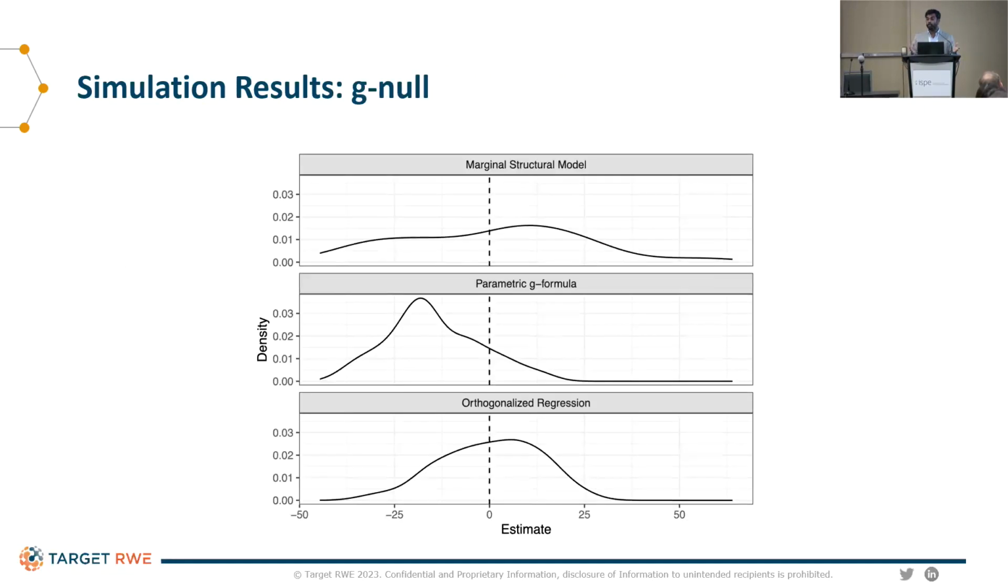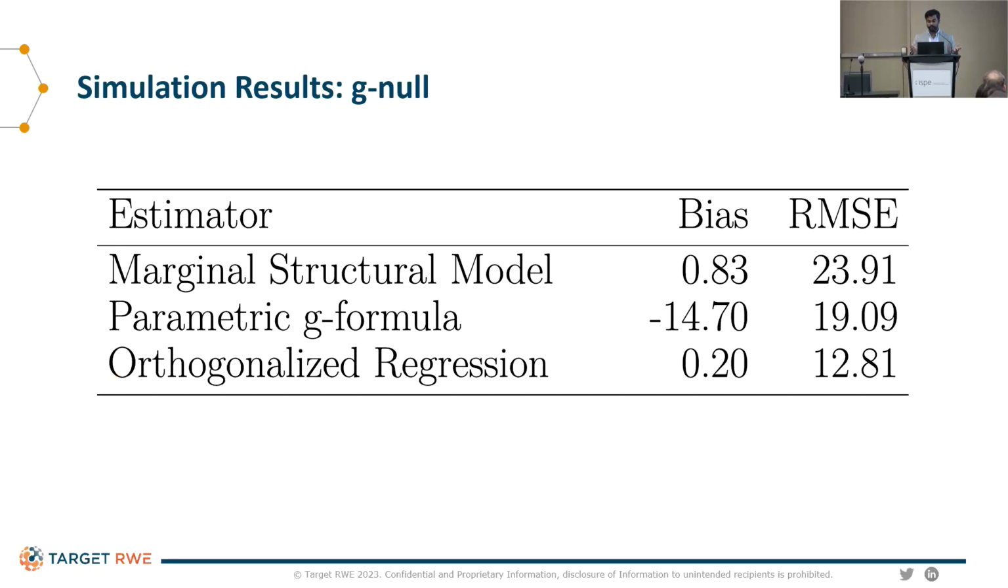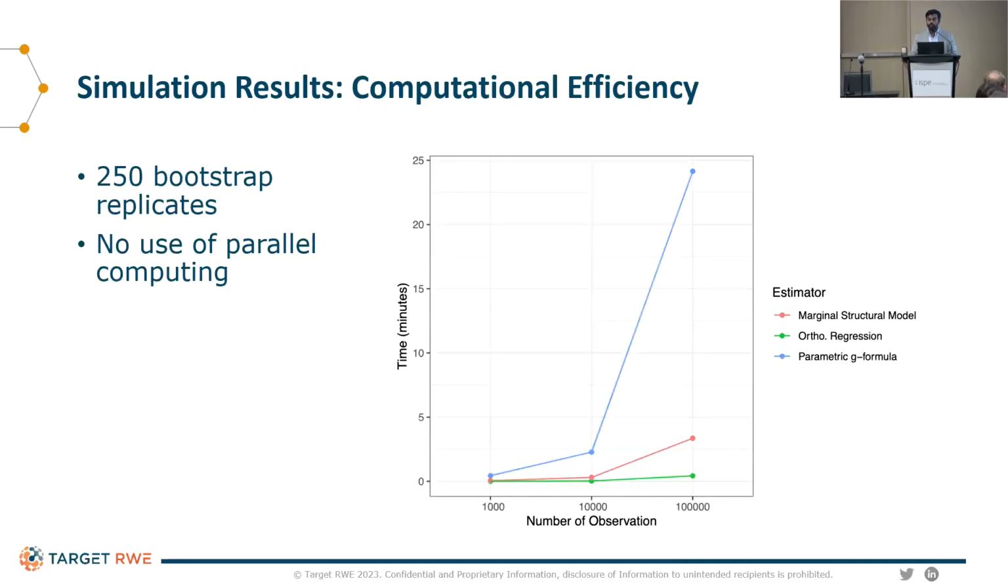Under the G null setting here, now the truth is 0. There is no treatment effect. And so you can see the marginal structural models at the top and orthogonalized regression at the bottom are centered on 0, but the parametric G formula is slightly biased. It's offset from 0. And we can see that here in that summary that there is some bias to the parametric G formula. We also did some evaluations of the computational efficiency of these methods.